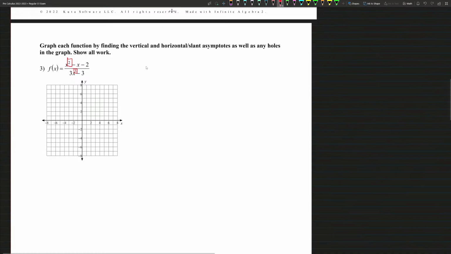Number 3, graph each function by finding the vertical and horizontal or slant asymptote, as well as any holes in the graph. Show work. I'm not worried about holes. That is just a remnant of another class. But we still have kind of a direction to go. So first we're going to find a vertical asymptote.